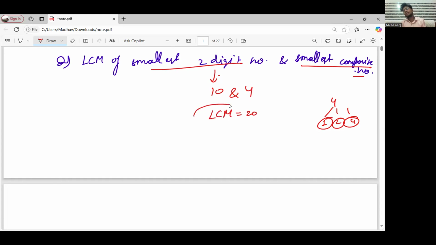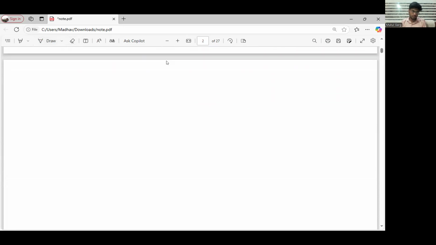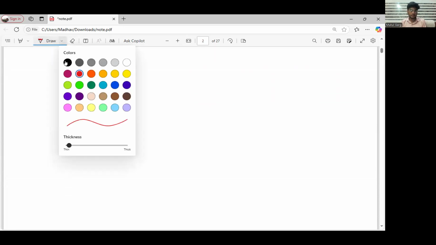So 20 is the smallest common multiple of 10 and 4. सबसे छोटा नंबर है 20 जो 10 और 4 दोनों से डिविजिबल हो जाएगा. I hope this is clear to all of you. बहुत अच्छा क्वेश्चन था ये. Now another question. This is again from the board exam.